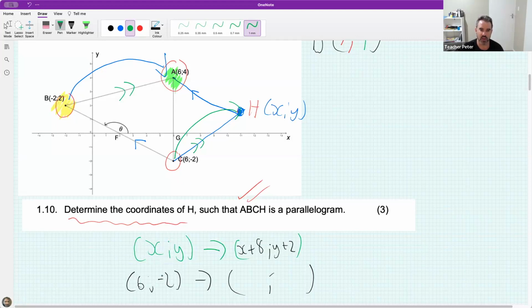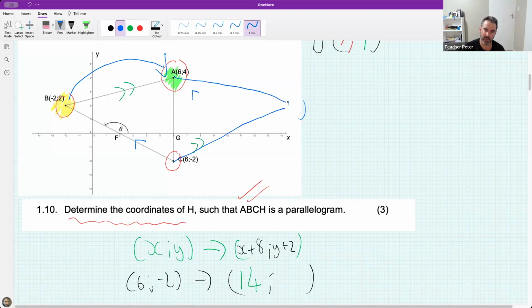Ooh, did I make a mistake? 6 minus 2, no, that's fine. So 6, this is going to be, if I need to go plus 8, so that's going to be 14. So that's why it looks so weird. My point looks so weird because it should be much further along. So let me even do this. Then it will start to look more like a parallelogram. So what is my y value that's going to go with this?